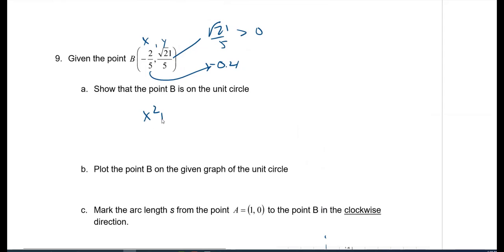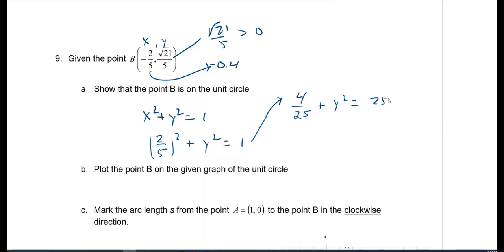So x squared plus y squared is equal to 1. So 2/5 squared plus y squared is equal to 1. By the way, this is equivalent to cosine squared plus sine squared equals 1 if you prefer. This is 4 over 25 plus y squared is equal to 1, which I'm going to write as 25 over 25. 1 squared is 1, and 1 can be written as 25 over 25. So y squared is equal to 25 over 25 minus 4 over 25, which is 21 over 25.